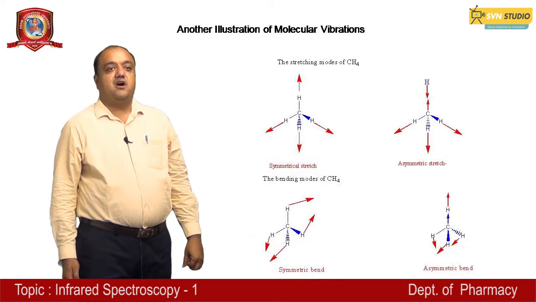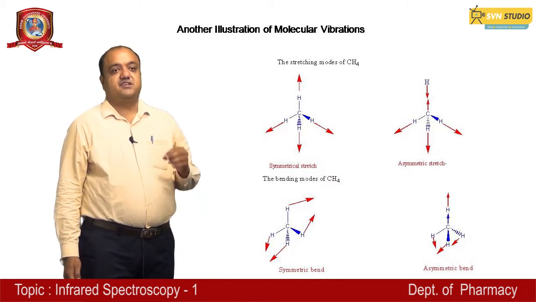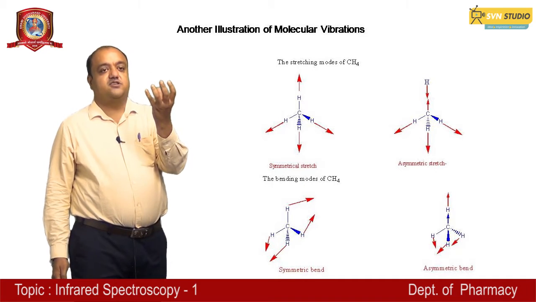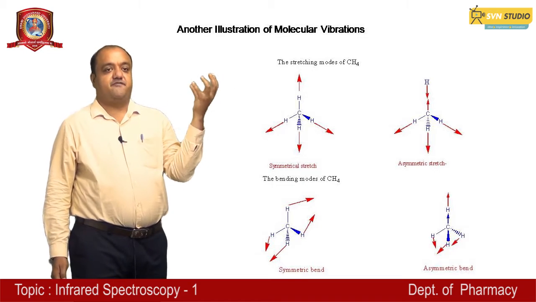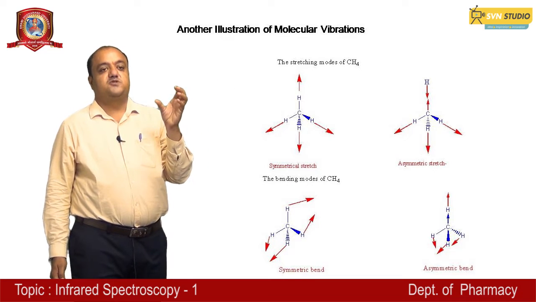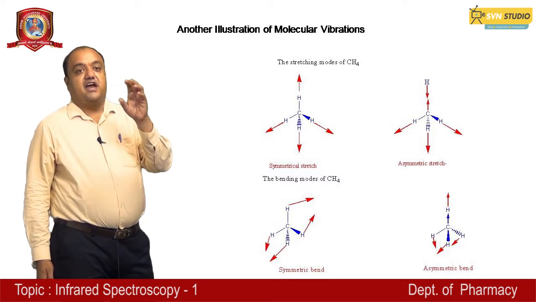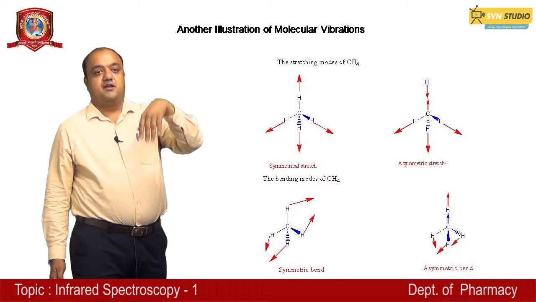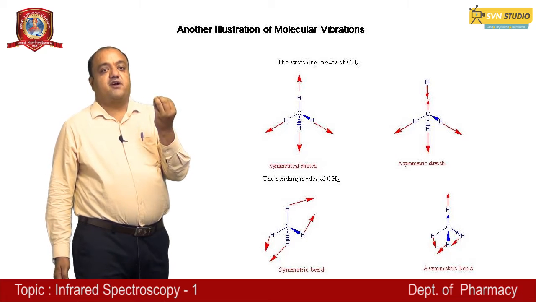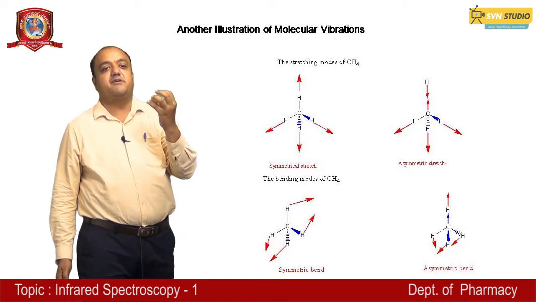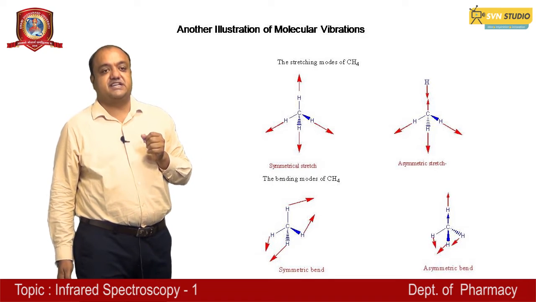This is an example of vibrations. The first example is methane. In the methane molecule, the hydrogen atoms move away from the carbon atom, and this shows symmetrical stretching. In asymmetric stretching, three hydrogen atoms move away from the carbon atom and one hydrogen moves toward the central carbon atom.